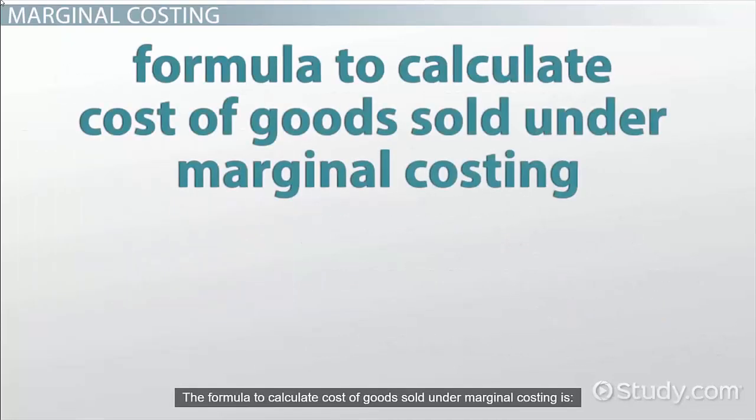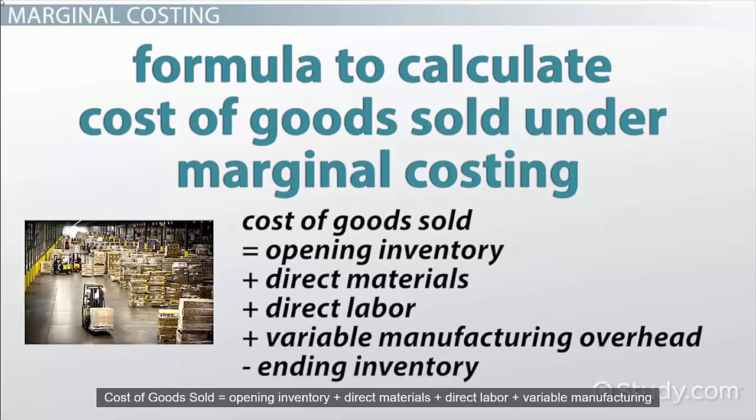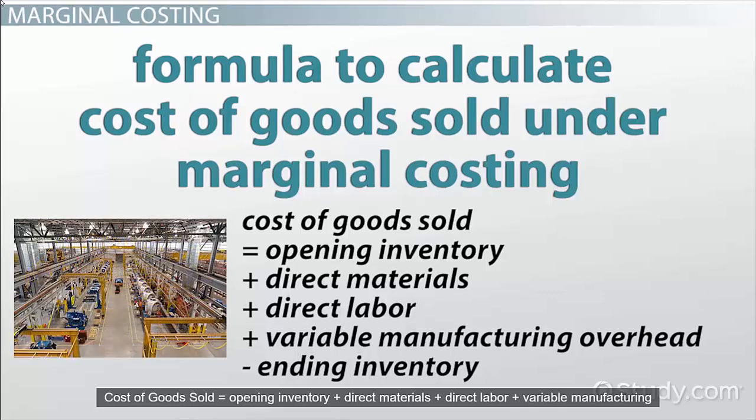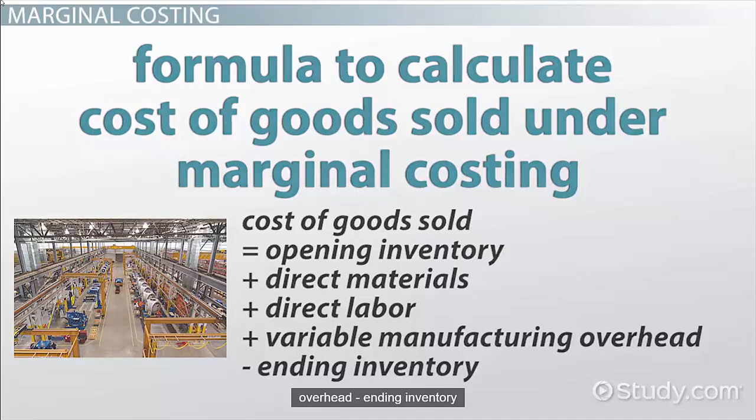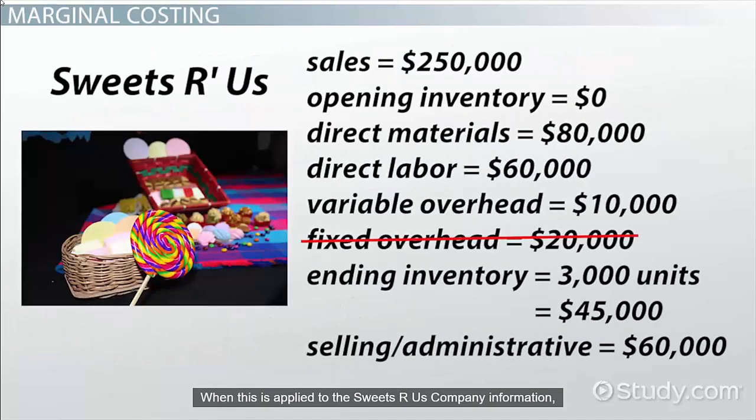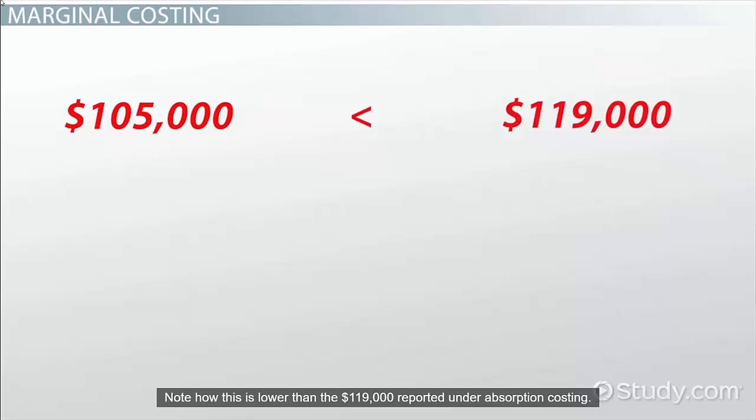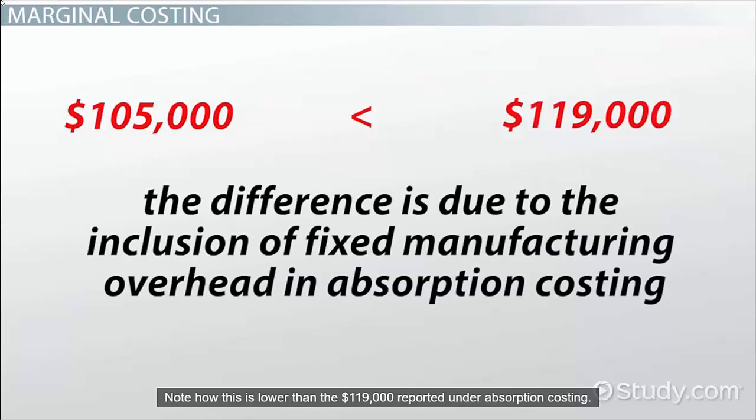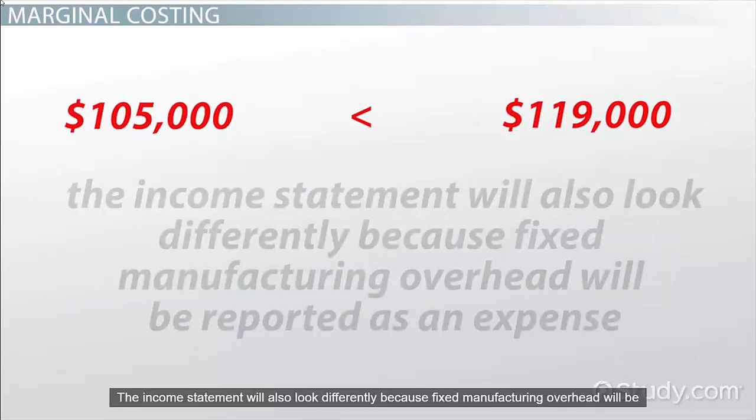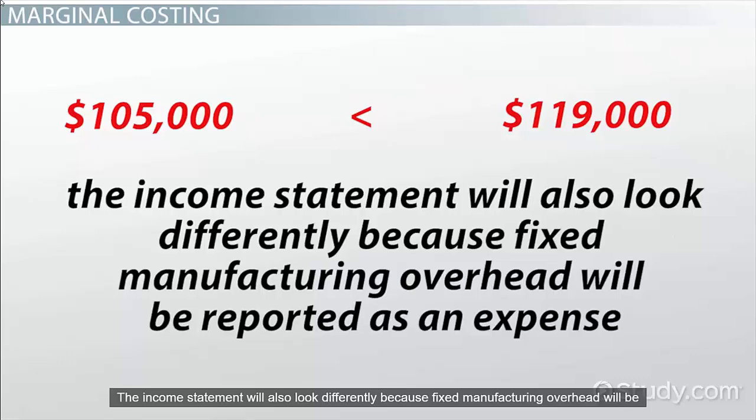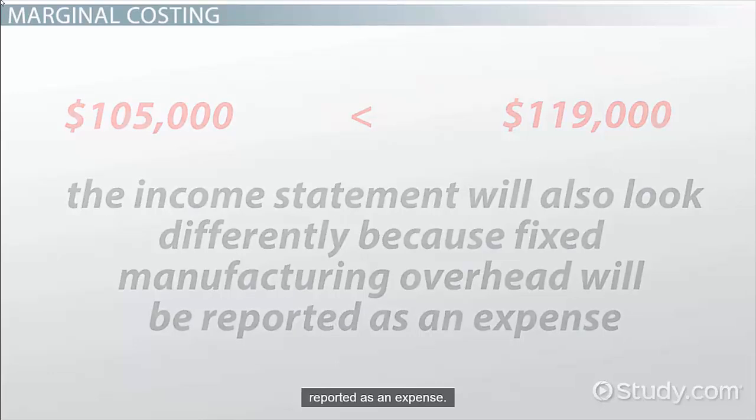The formula to calculate cost of goods sold under marginal costing is cost of goods sold equals opening inventory plus direct materials plus direct labor plus variable manufacturing overhead minus ending inventory. When this is applied to the Sweets R Us company information, it comes to $105,000, or 0 plus 80,000 plus 60,000 plus 10,000 minus 45,000. Note how this is lower than the $119,000 reported under absorption costing. The difference is due to the inclusion of fixed manufacturing overhead in absorption costing. The income statement will also look different because fixed manufacturing overhead will be reported as an expense. It would look like this.